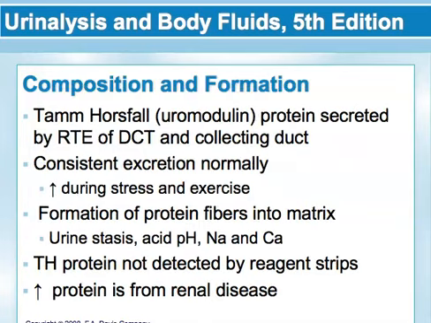The cast composition and formation. The presence of casts is associated with underlying renal conditions. The major protein that casts are made of is uromodulin, aka Tamm-Horsfall protein, which we've mentioned previously, and other proteins such as immunoglobulin and albumin are also found in the cast matrix. Excretion of Tamm-Horsfall occurs at a pretty constant rate and seems to increase during periods of stress and exercise.